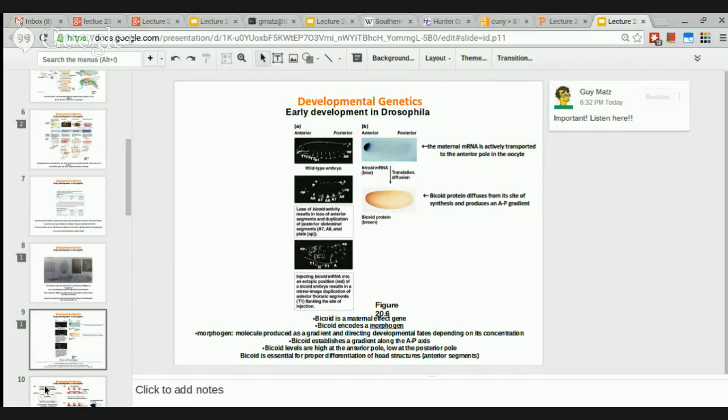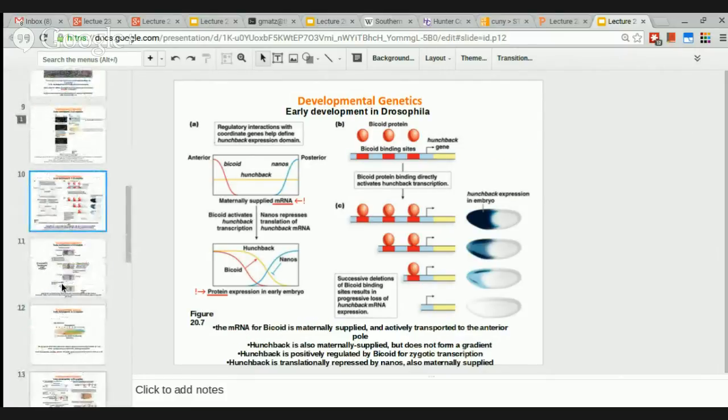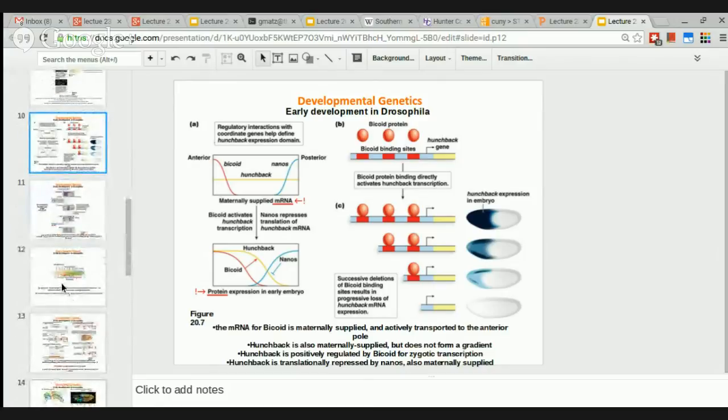So bicoid has many activities. Importantly, it's a transcription factor. Okay, and it's a transcription factor for a gene that is a little bit more complicated than what I just told you. So I'm going to tell you now. This differentiation between the coordinate genes and the gap genes and the pair-rule genes and all this, some genes are a little bit in the middle.